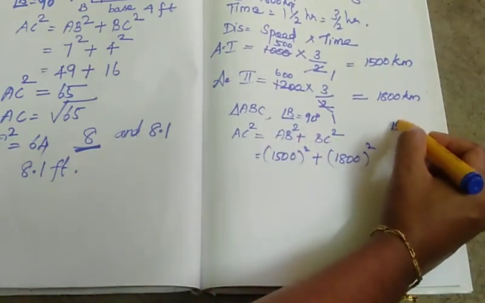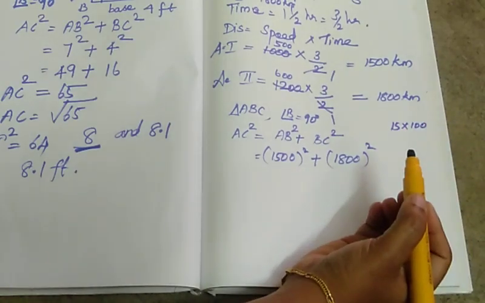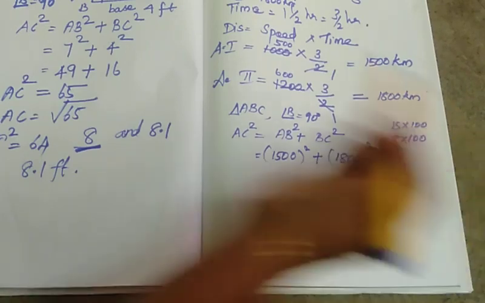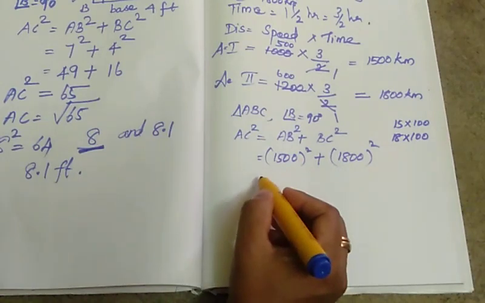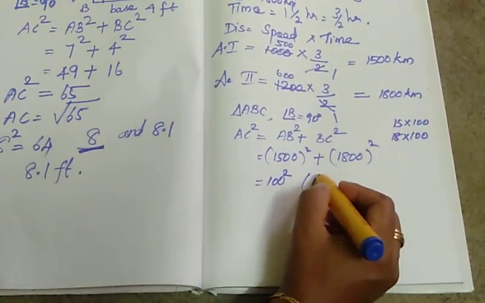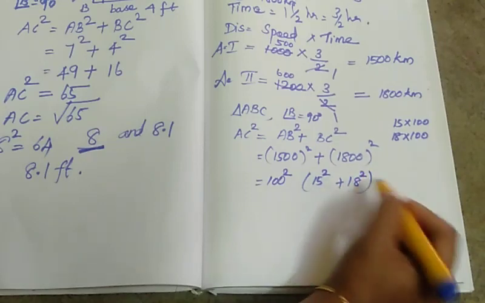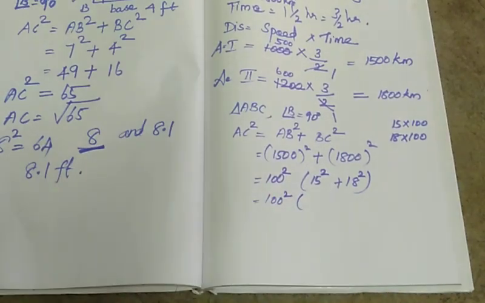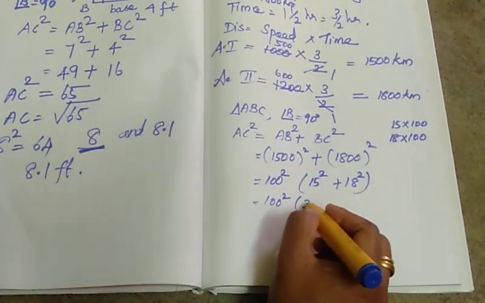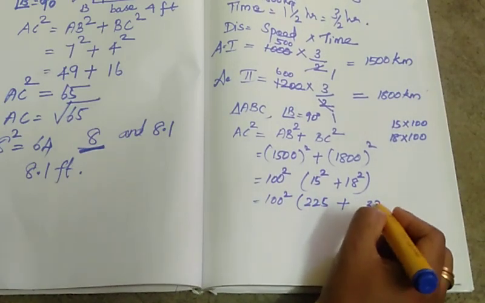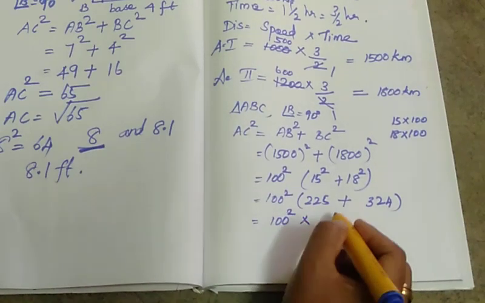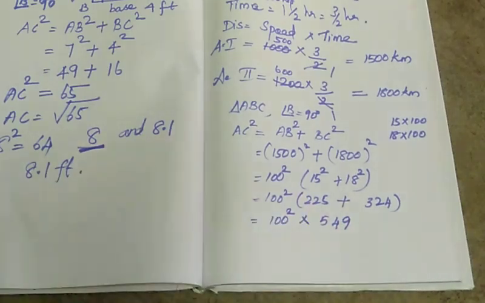1500 means 15 into 100, and 1800 means 18 into 100. So in both, what is common? 100 square is common. Remaining 15 square plus 18 square. So 100 square into 15 square, which is 225, plus 18 square, 324. Add it: 100 square into 549.